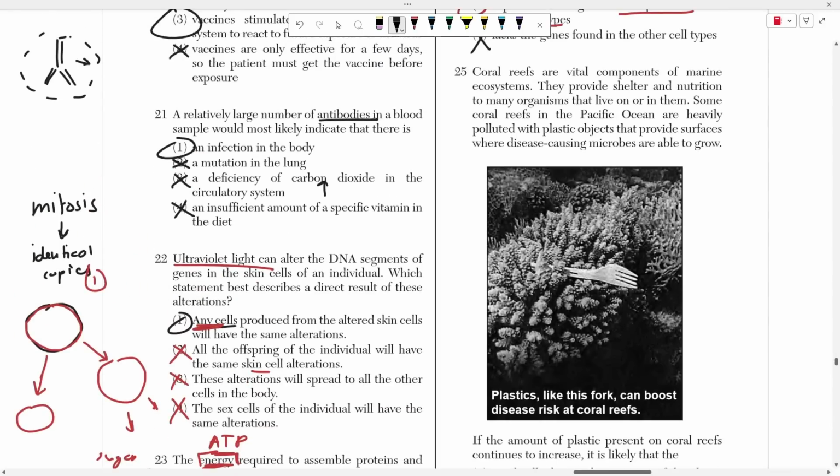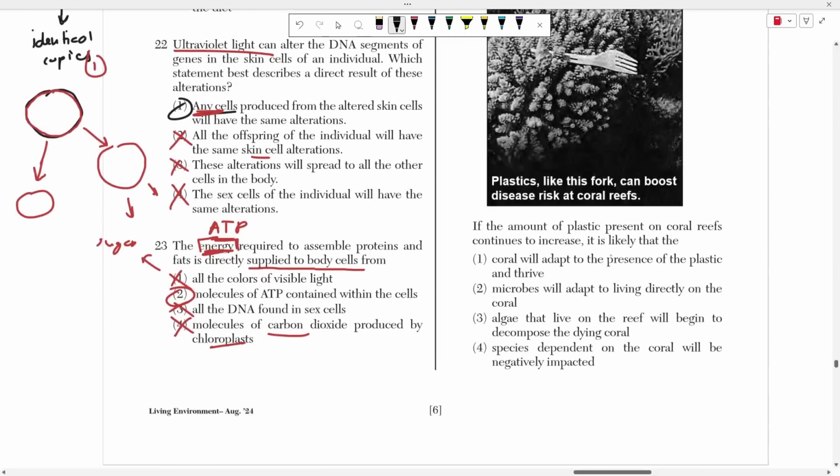Well, no. Right? The plastic is a breeding ground for bacteria. The bacteria will overpower the coral reef, and all of the coral reefs will die. So they're not going to magically adapt. That will take many generations, but by the time that they would have adapted, the bacteria just would have killed all of them off. 2, microbes will adapt to living directly on the coral. That's false, right? The microbes will still live on the plastic and then spread to the coral, right? It has nothing to do with the microbes evolving.